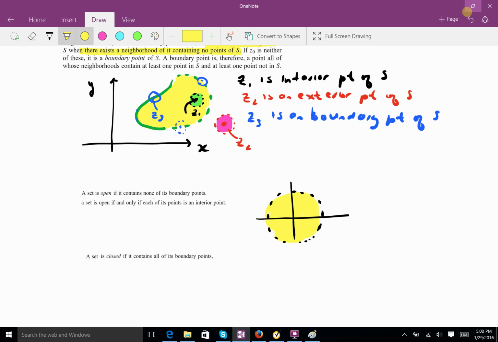What do I have to do to prove that? Well, I have to prove it doesn't contain any of its boundary points. Well, it doesn't, because these are the boundary points. They're not in the set. Now, a set is closed if it contains all of its boundary points. So, in other words, if I had the circle and its interior, now this would be closed.